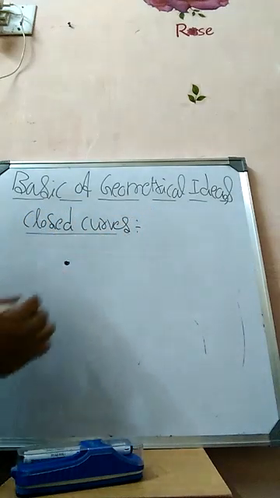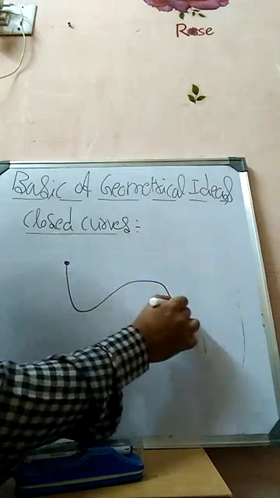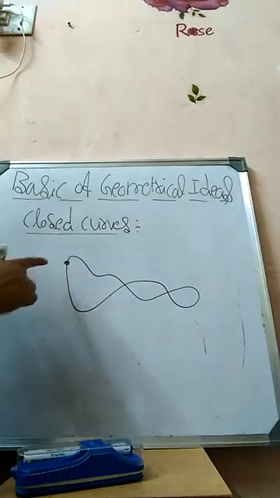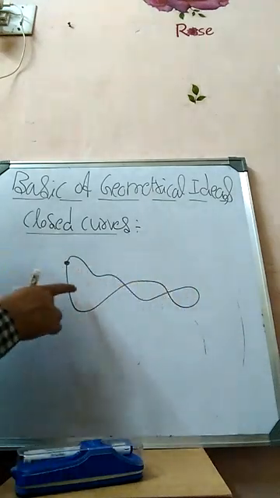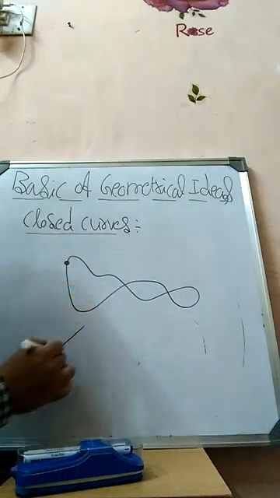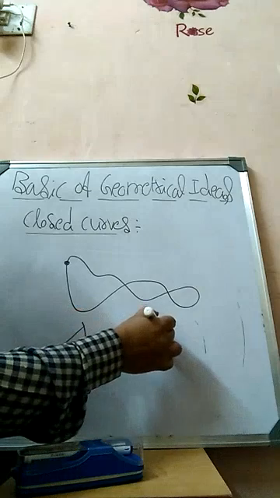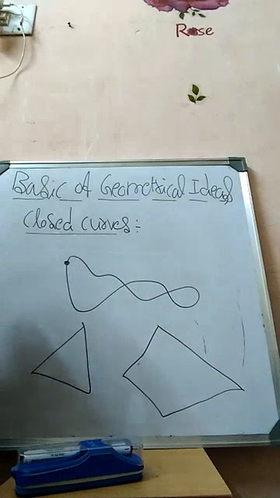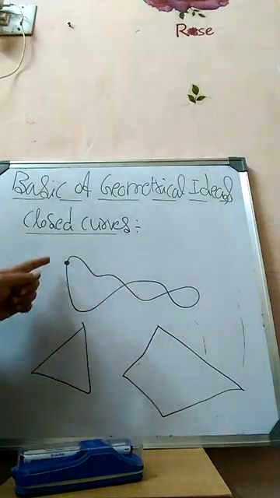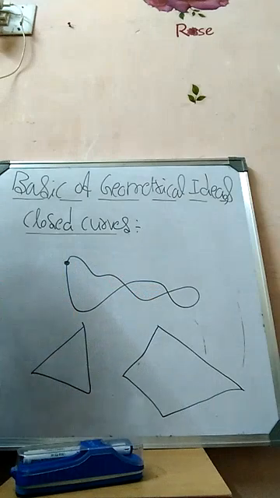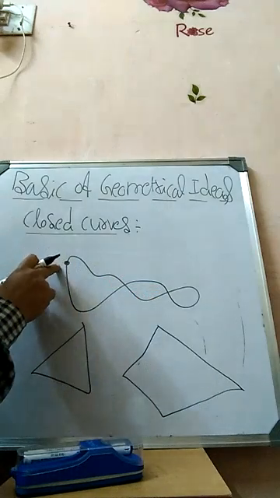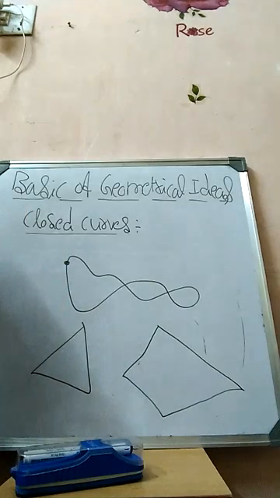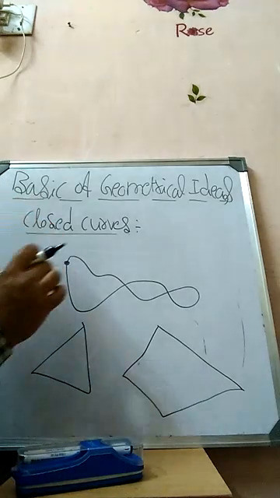Look, I am drawing one diagram here. In this one, where I started, I came back there only again after drawing some figure. In all these figures, where I started, I came back again to that point. That means the curves whose starting and end points are the same are called closed curves. And moreover, in closed curves, there are simple closed curves.